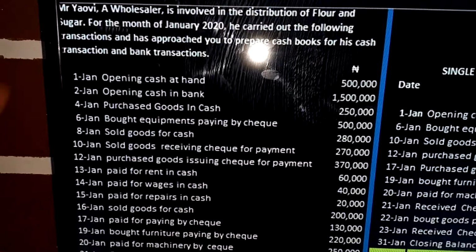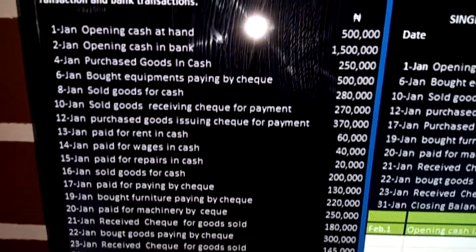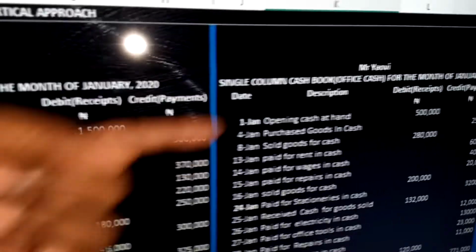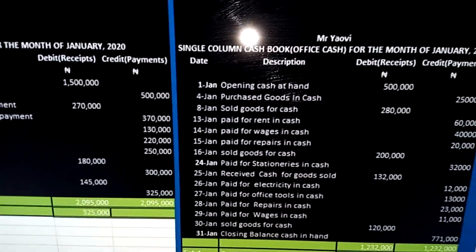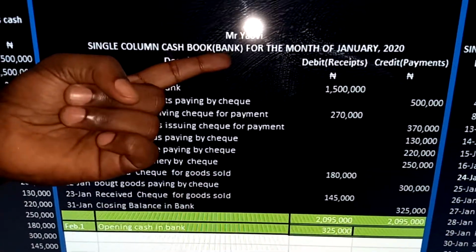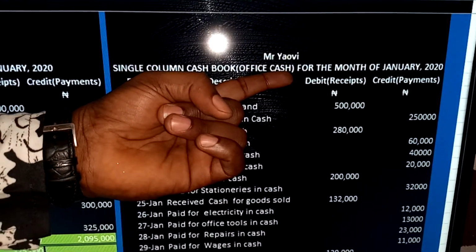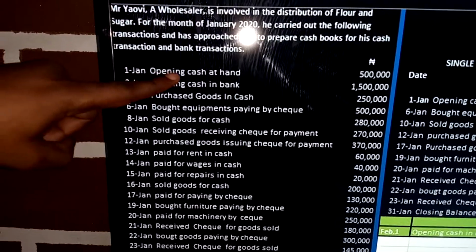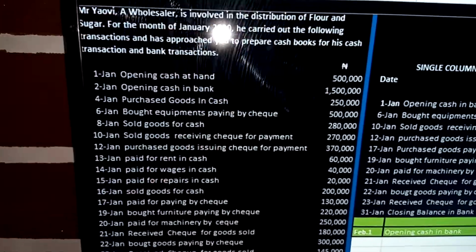So we're going to be looking at these transactions, and then we record the ones that are related to bank, and the ones that are related to what? Cash. As you can see, we are recording them separately. A separate book for bank transactions, a separate book for what? Cash transactions. So let's start. They said 1st January opening cash at hand, 500,000.